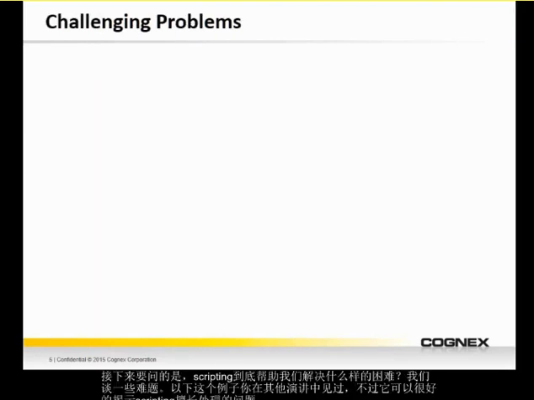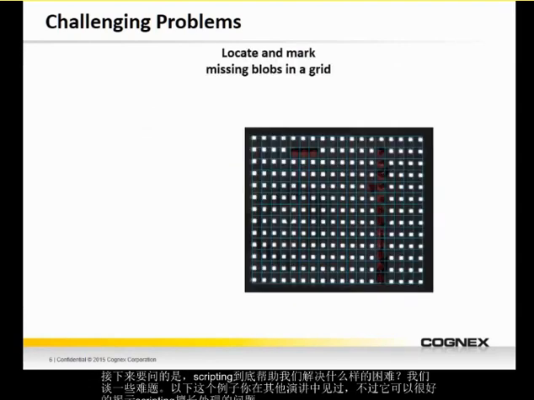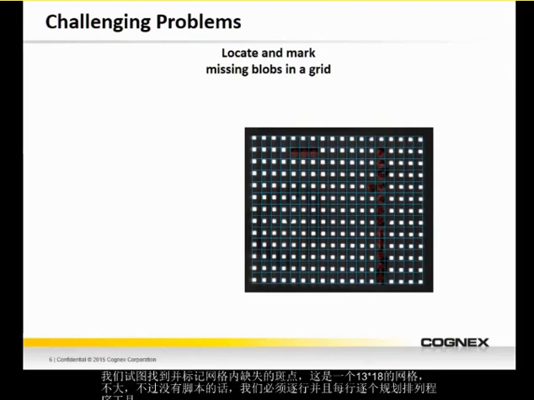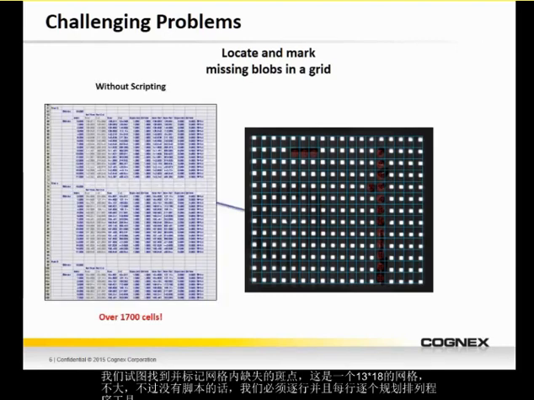All right, so the question is, what problems is scripting really helping us to solve? Let's talk about a few challenging problems, and let me start by describing one for you. This is the one you have seen before in other presentations, but it really highlights the problems with spreadsheets very nicely. What we are trying to do is locate and mark the missing blobs in a grid. This is a small grid. I think it's a 13 by 18 grid.